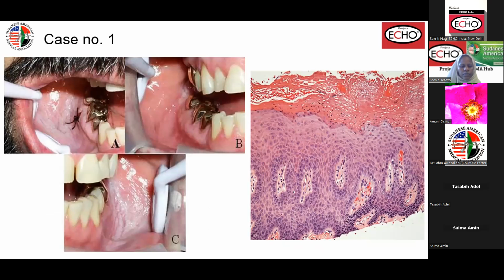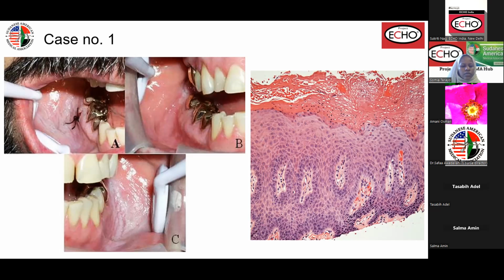So in picture A, you can see this is the clinical presentation of the case at the time of the examination, the first time of examination. And in B, this shows the improvement of the lesion after the patient ceases to dip the tobacco on this side. And in C, you can see the newly formed lesion appearing on the left side since the patient started dipping tobacco there instead. In the histological picture, you can see abundance of keratin.